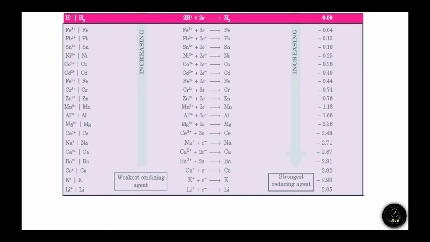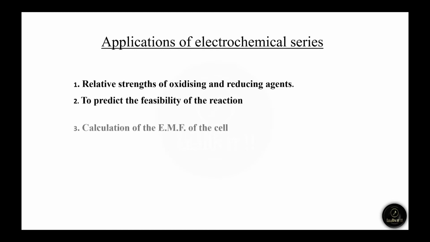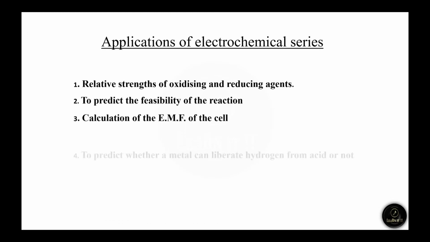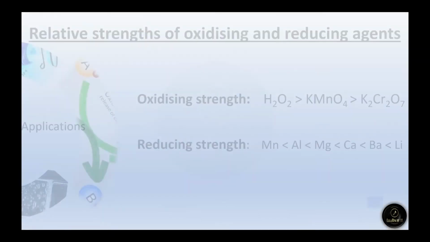With the help of this knowledge, we are going to our next study, that is applications of the electrochemical series. It means what is the use of this electrochemical series. The first one is to predict the relative strengths of oxidizing and reducing agents. Second, to predict the feasibility of a reaction. Third, calculation of EMF of the cell. Fourth, to predict whether a metal can liberate hydrogen from acid or not. So let's discuss the first one.